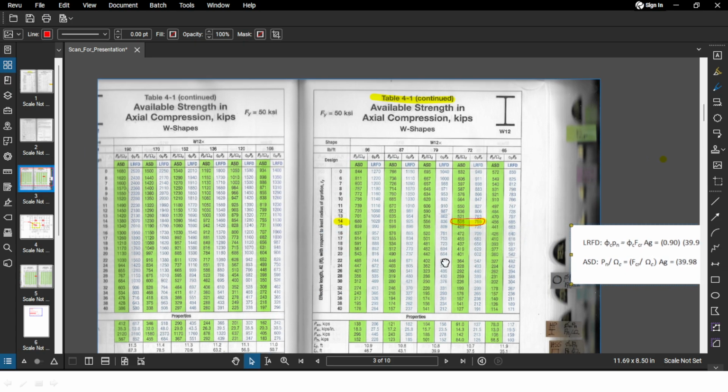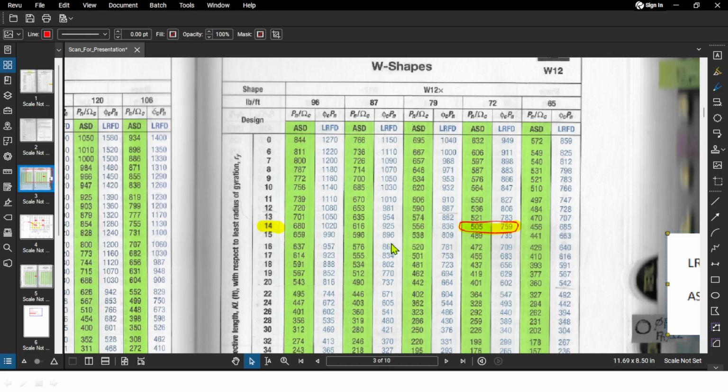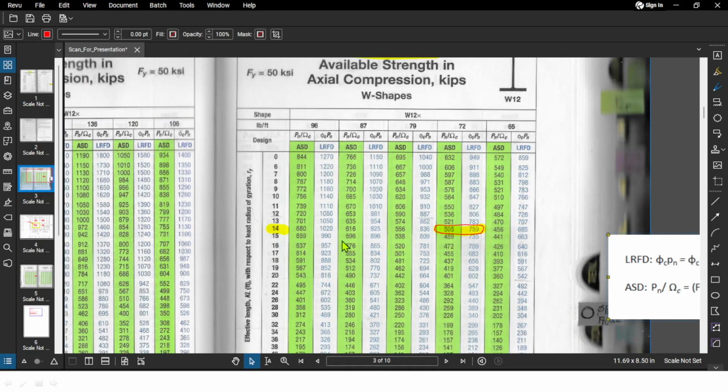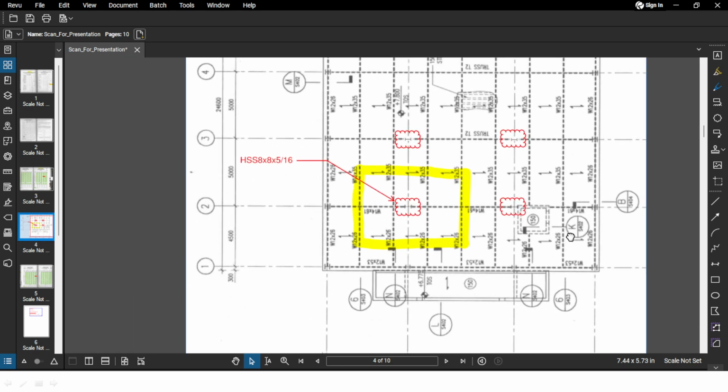So you can see using the table is very quick and easy, because all you need is the height of the column. Once you know the height of the column and the profile of the section that you are going to use, then you can readily get the ASD and LRFD values. So that's all for the solution of A and B. So let me show you how I use the table in the site.